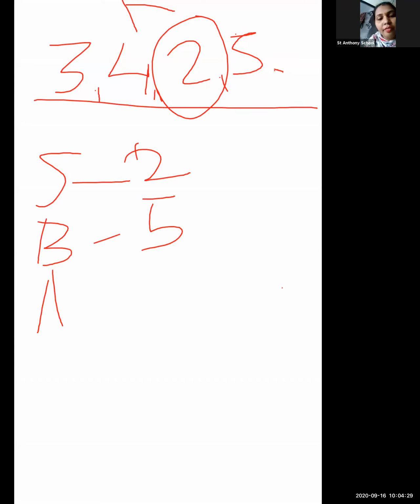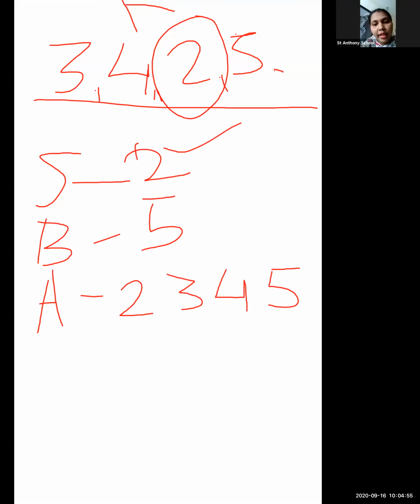The ascending order definition, what I told you: when we write ascending order, we always write from smaller number to bigger number, right? So first the smaller number is 2. So start from 2, 3, after that 4 and 5, right?